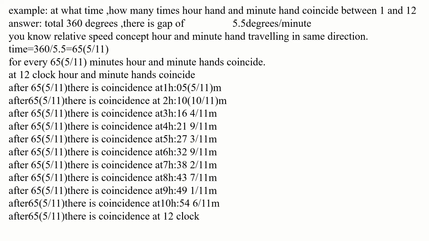So at 12 o'clock. So total there is 11 times coincidence. 11 times minute and hour hand will coincide in 12 hours. So in a day, there is 22 coincidence. Means 22 times minute and hour hand will coincide.